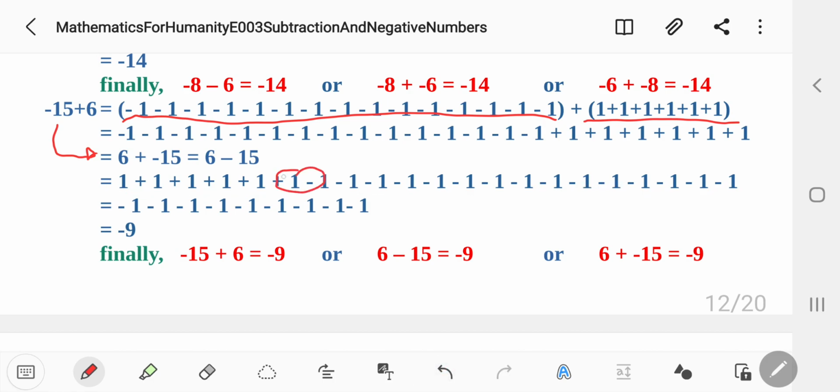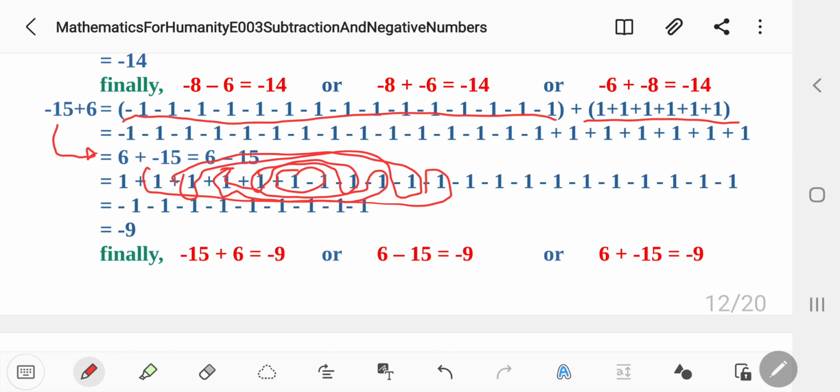So this one will give you 0. This one will also give you 0. This one will give 0 also. This one will give 0 also. This one will give 0. This one will give 0. So how many are left? How many negative ones are left? 1, 2, 3, 4, 5, 6, 7, 8, 9. So you have negative 9.